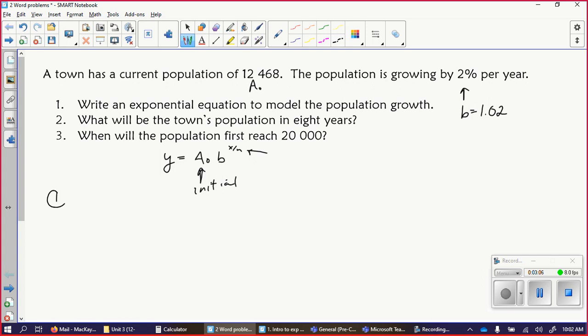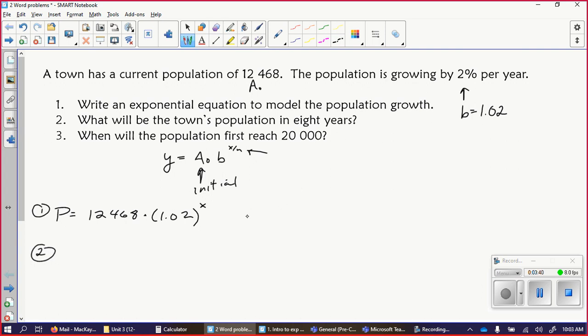So the first part, we can term this as population. Let's move that down a little bit. Population equals 12,468 times 1.02. It's every year, so it's just to the x. So we did these when we did exponential functions. So that's part one. Part two, what will the population be after 8 years?